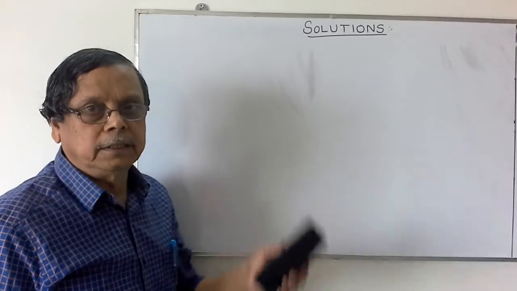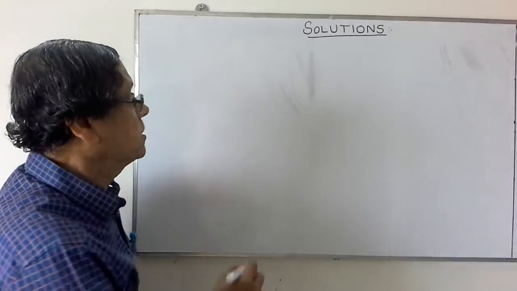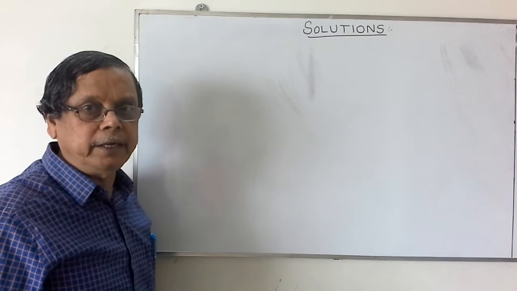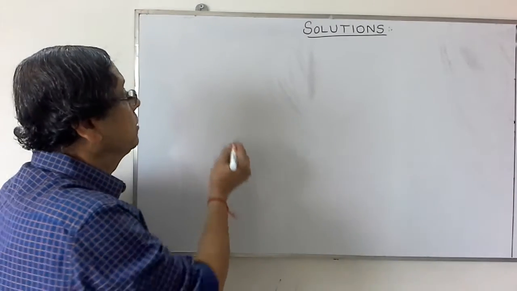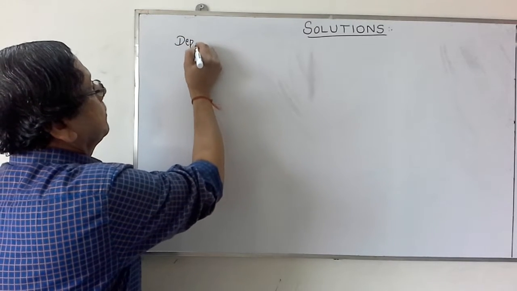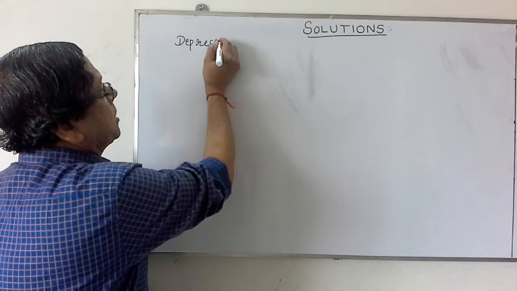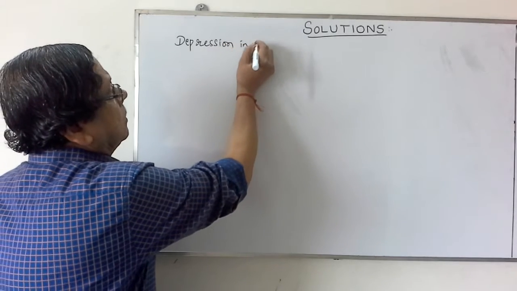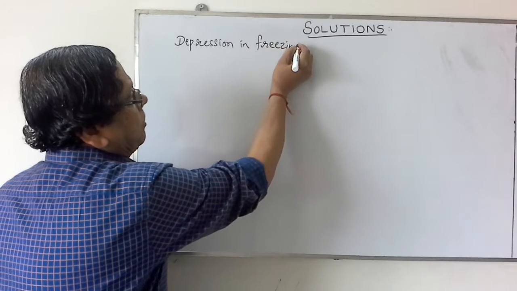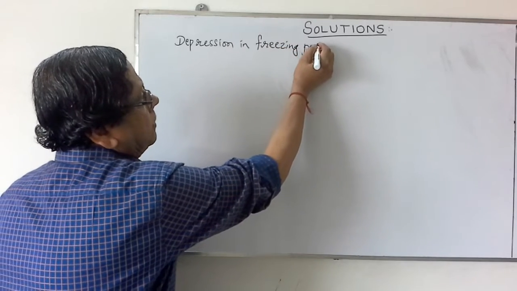Come back to the topic again on solutions. So in the previous video we have studied elevation in the boiling point and some numerical problems on that one. Now let us consider depression in freezing point. First let us see what is meant by that freezing point.